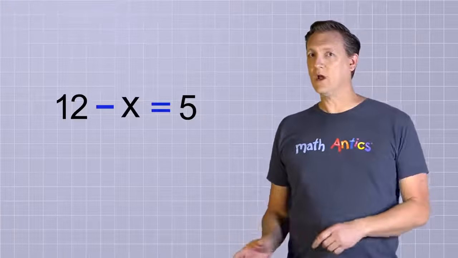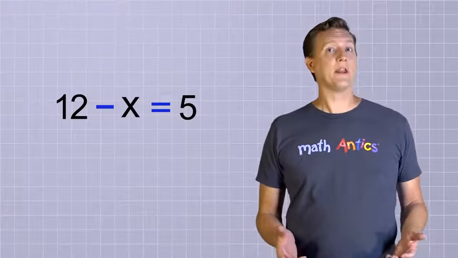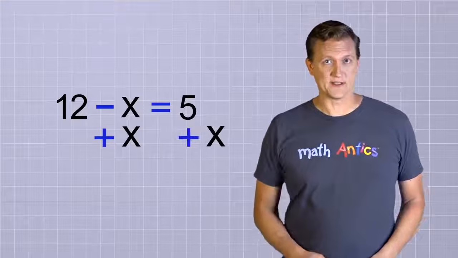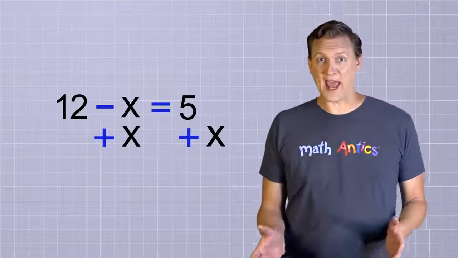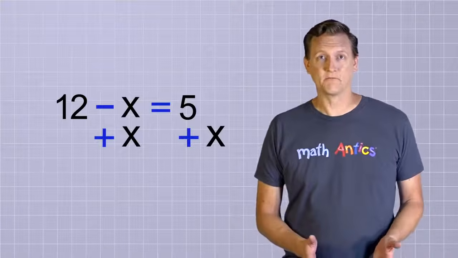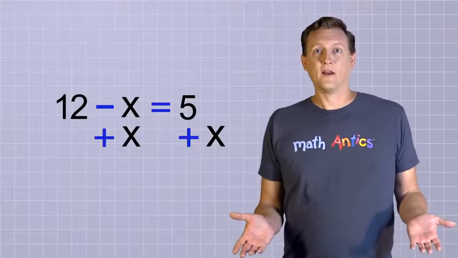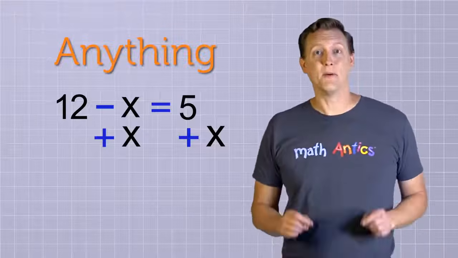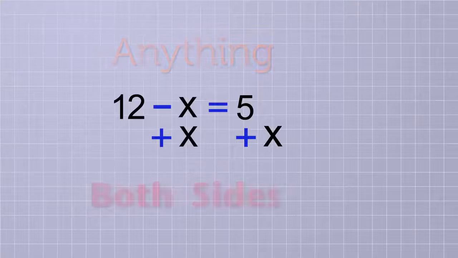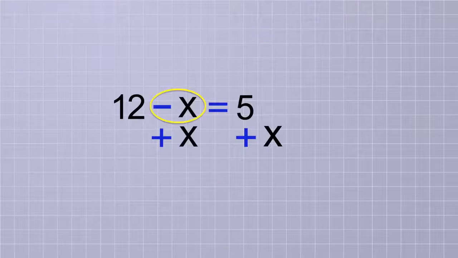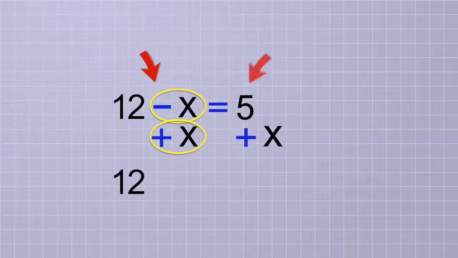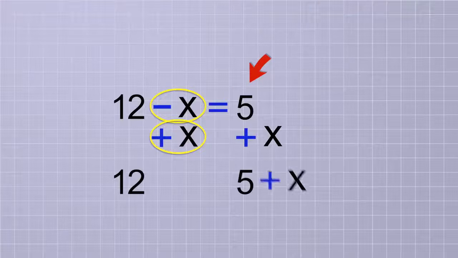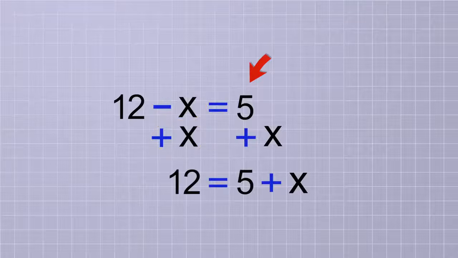Instead of subtracting 12 from both sides, what would happen if we added x to both sides? Can we do that? Can we add an unknown to both sides? Well, sure, why not? We can add or subtract anything we want as long as we do it to both sides. And when we do that, the minus x and the plus x will cancel each other out on this side, and on the other side, we get 5 plus x. Now our equation is 12 equals 5 plus x.